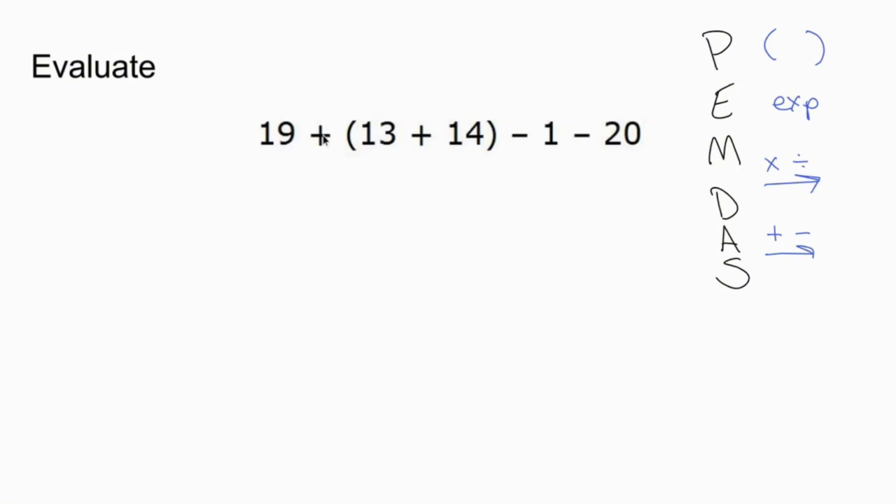Now, let's start out with P because I have a set of parentheses to worry about. So that parentheses, inside of it is 13 plus 14. Do anything inside the parentheses first, and 13 plus 14 is 27. Now, let's drop down all the stuff we didn't do. So that's 19 plus 27, and then minus 1, and then minus 20.